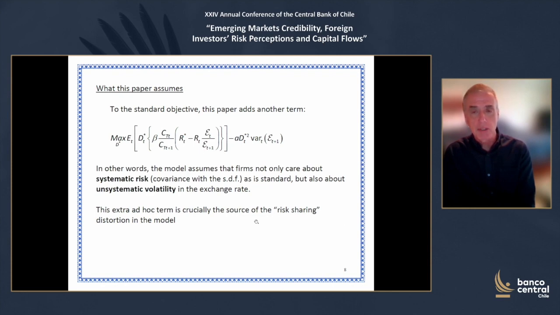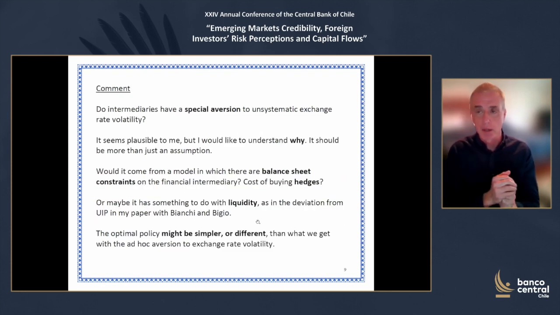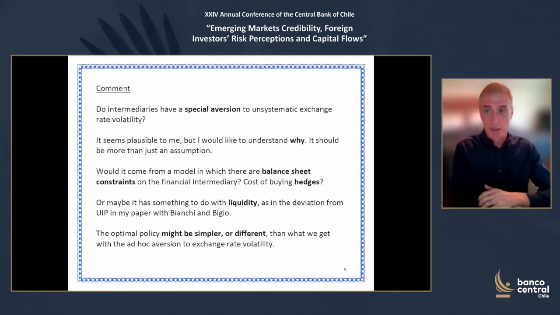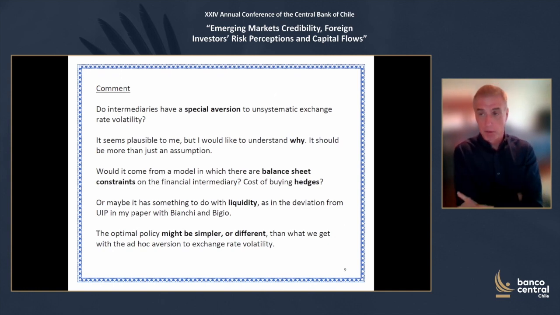It seems plausible to me that the intermediary has a special aversion to nominal exchange rate volatility beyond systematic risk from exchange rate fluctuations. But why? Why is it that they care about this unsystematic risk? And is it because there are some balance sheet constraints? That would be one model, or maybe there's a cost of buying exchange rate hedges. Maybe it has something to do with liquidity, like in my paper with Bianchi and Biggio.